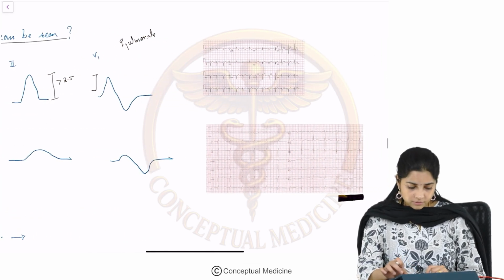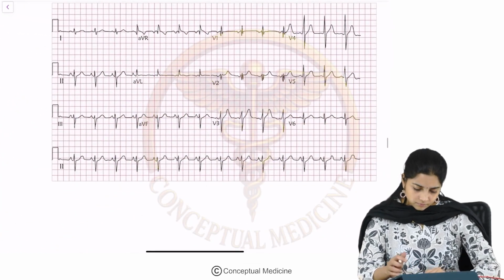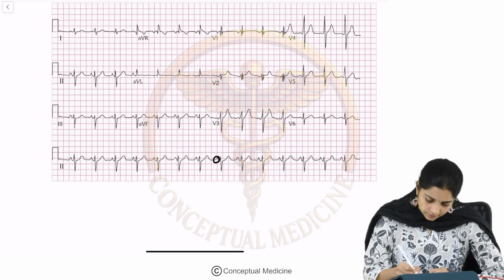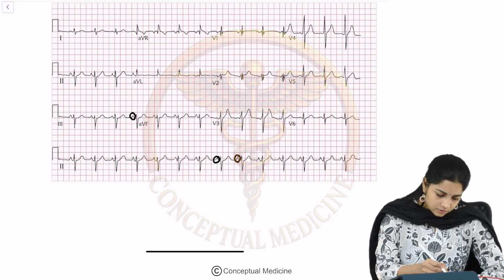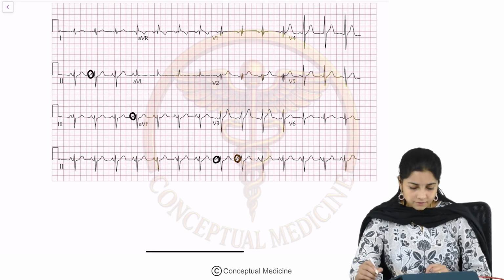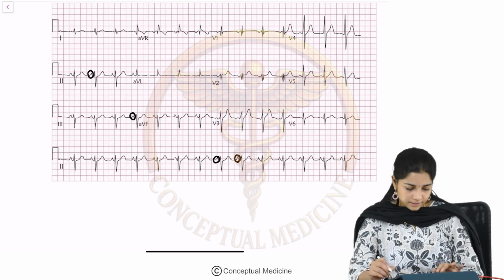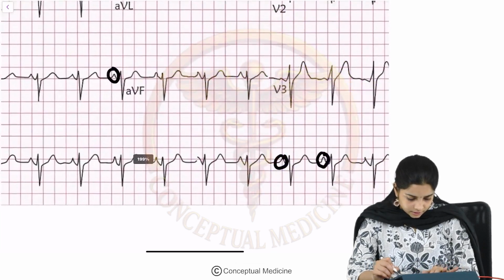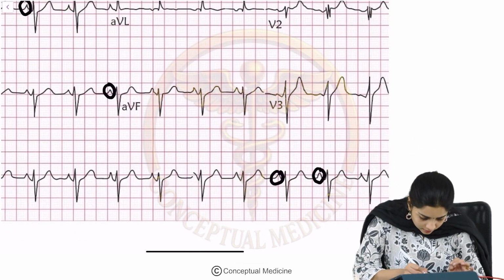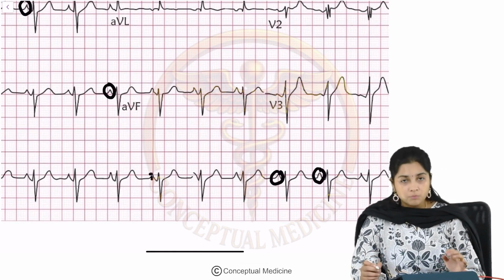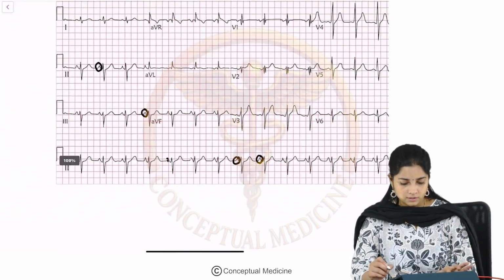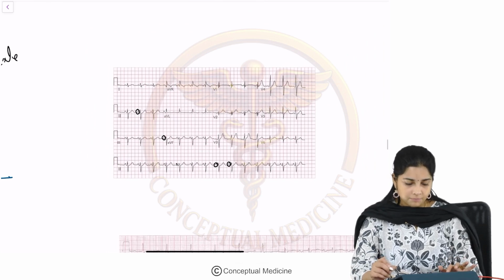Let us look at the ECG here. Can you see that the P waves are much taller? You have tall P waves which are more than 2.5 small boxes. If you just count here, this is 1, 2, 3. So, more than 2.5 small boxes. This is what we call your P pulmonale.